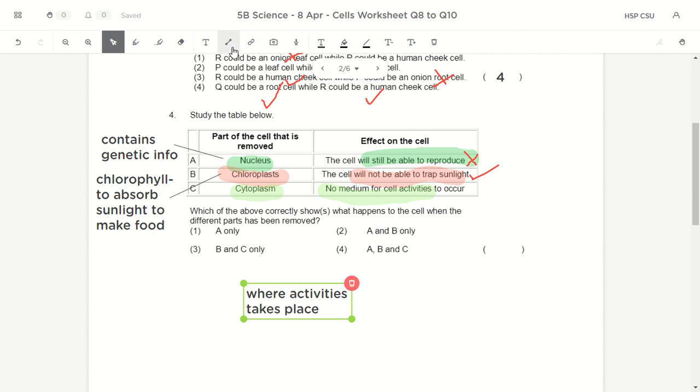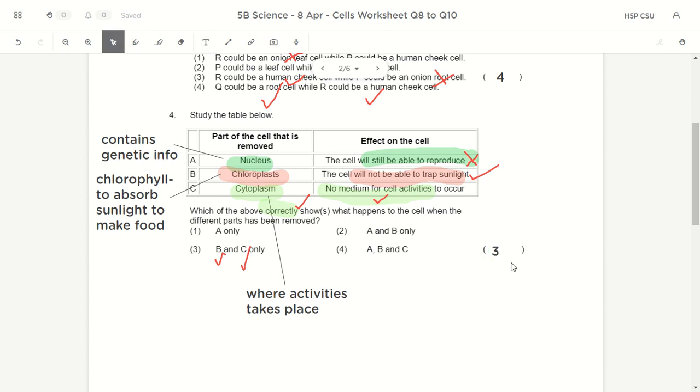Okay, so I'm going to connect them together. Right, so without the cytoplasm, there is no medium for the cell activities to happen, which is correct. So I want the ones that are correct. So which ones are correct? It is actually B, it's actually C, so the answer is 3.